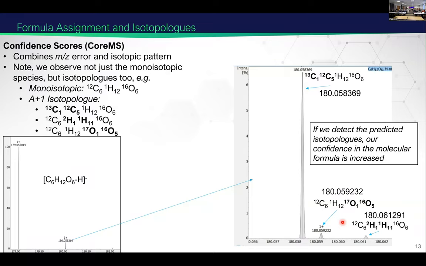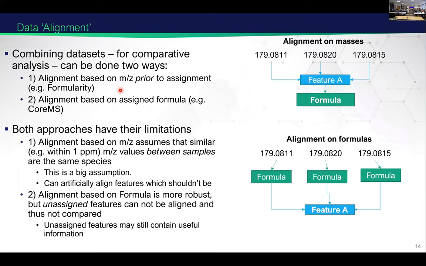That said, as you probably know, oxygen 17 and deuterium are very low natural abundance. So quite commonly we don't detect enough isotopologue features to get a great degree of confidence. But we have this as an additional metric that we can use, especially when we're doing more targeted types of analysis. One thing to highlight is that in CoreMS, which is the software we use, it automatically calculates these confidence scores for you.